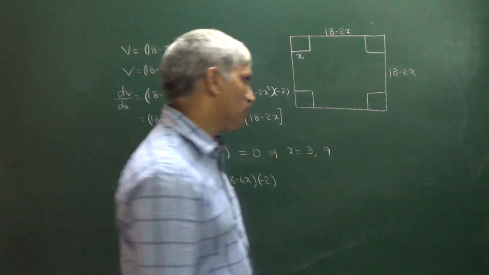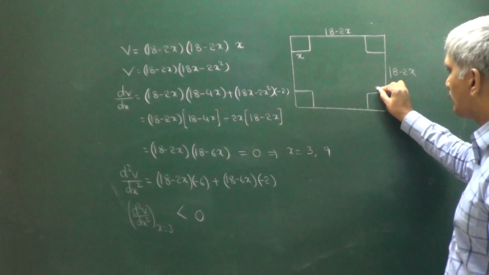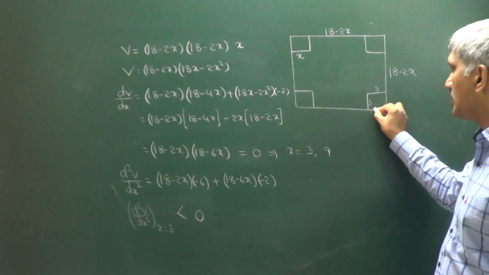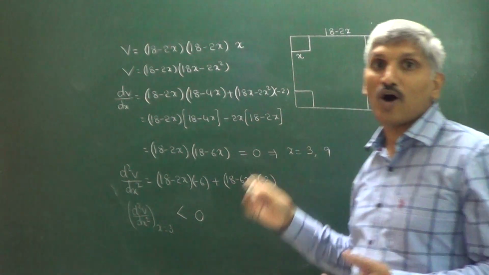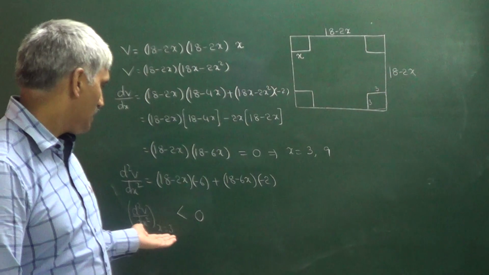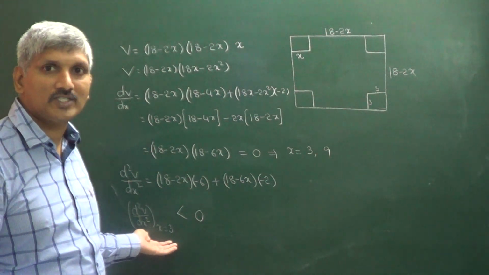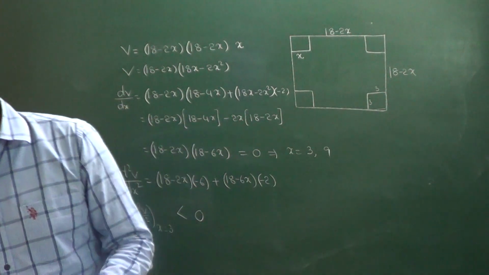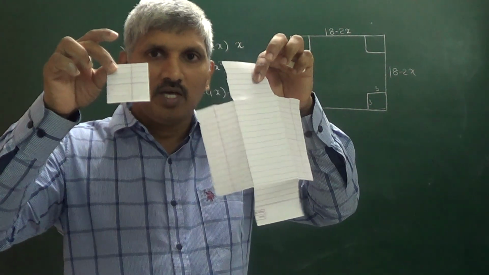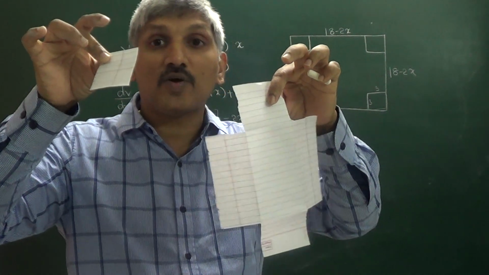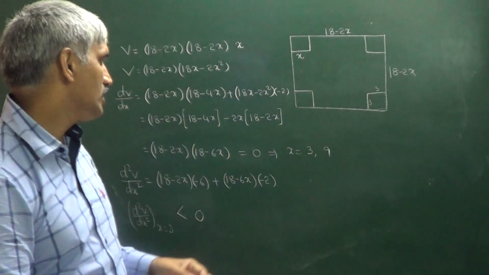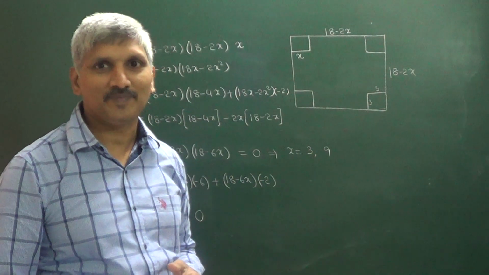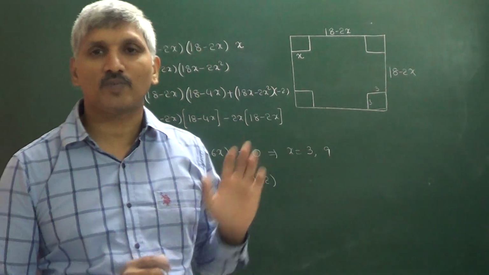That is enough. So when x is equal to 3, the size of the square piece to be cut off from all the four corners must be 3 units, so that the box volume is maximum, because at x is equal to 3 we got the double differentiation less than 0. So that's why the size of the square piece to be cut off from all the four corners must be 3 centimeters, so that the box volume is maximum. Okay, so that is the discussion of this particular question.